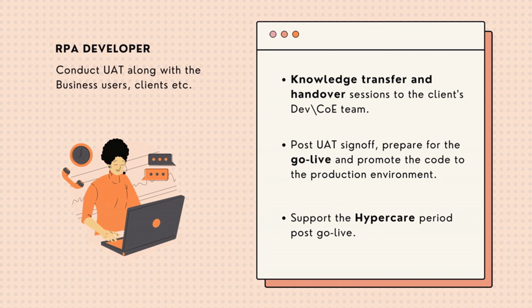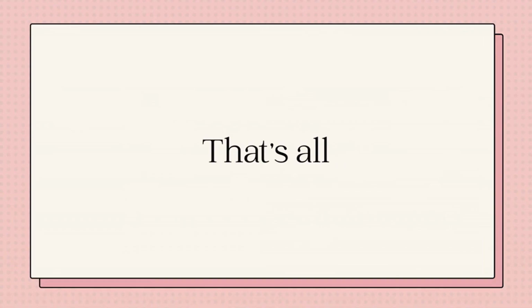Once everything is smooth, there is a hypercare period of 2 weeks or 3 weeks, depending on the process and the organization. It's the job of an RPA developer to support that hypercare period. Any bugs reported by the business user, the RPA developer needs to fix them and move the code from dev to UAT again. The bugs will be fixed in the dev environment, then the code will be moved from dev to UAT and again from UAT to production environment. So this is all about the hypercare period. That's all. These are the basic roles and responsibilities and day-to-day activities of an RPA developer.